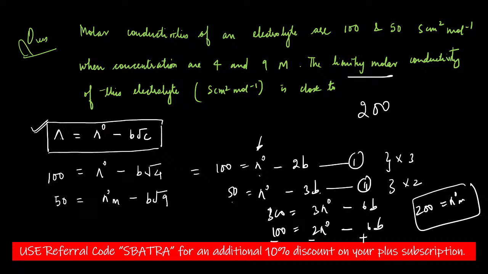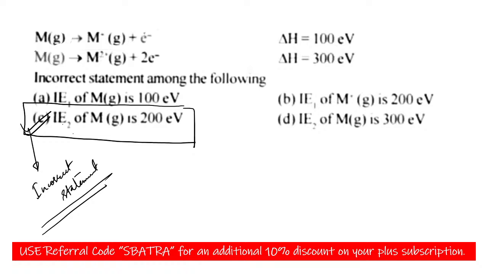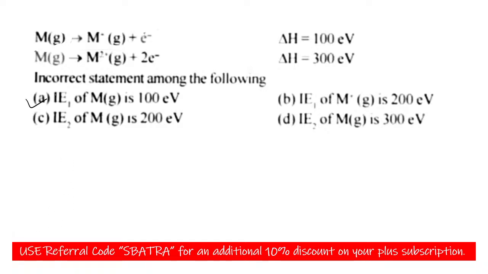Any doubts in this question? Clear, everyone? Okay, so now let's come back to that question and solve it over here. Let's discuss what would be the correct statement. Option A is definitely a correct statement, and option B is also correct: IE1 is correct and IE2 of M positive is also correct.